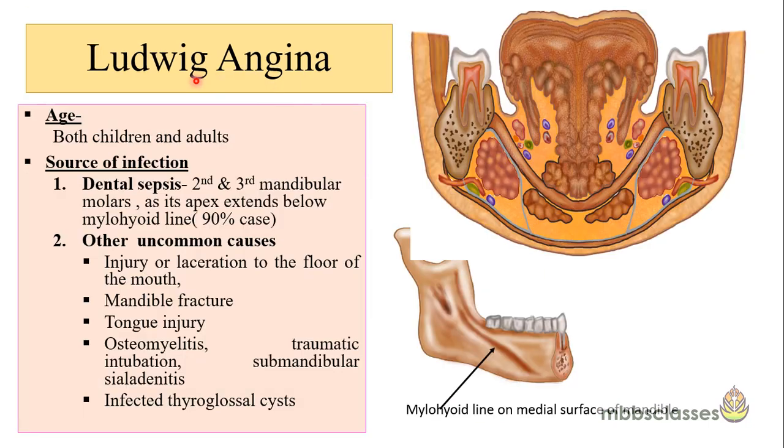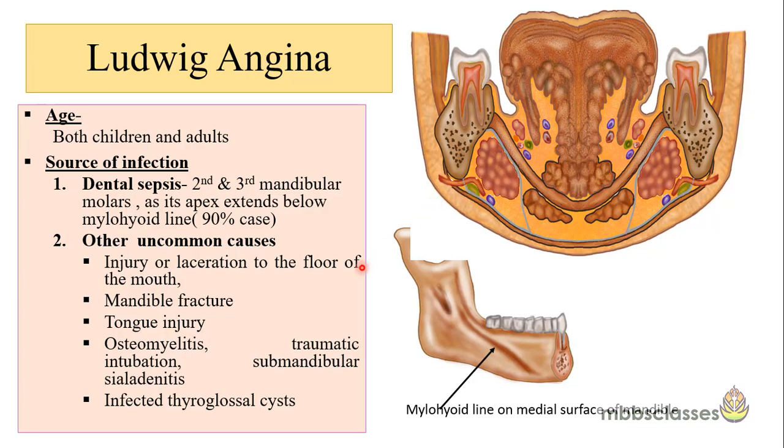This Ludwig's angina is not restricted to any particular age. It can affect both children and adults. Now, if we see the source of infection, in 90% of the patients it is due to infection of the roots of the second and the third mandibular molars. The reason is that the apex of these roots extends below the mylohyoid line, which is the superior limit of the submandibular space. Now, you must also remember some other uncommon causes which might sometimes lead to Ludwig's angina.